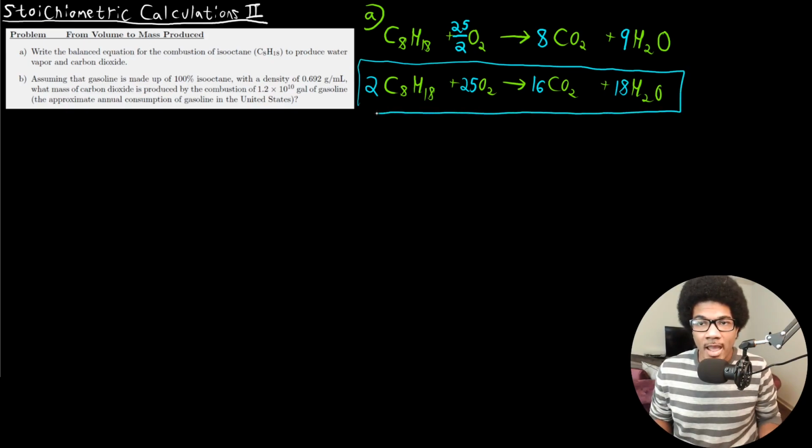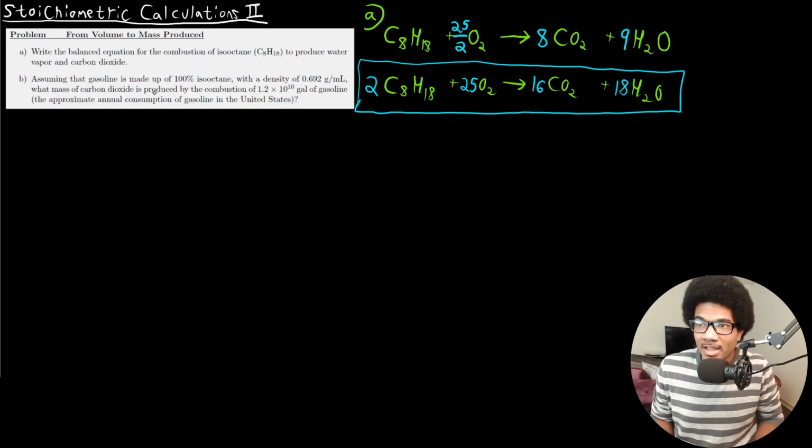Right? Because now we have no fractions. Everything is whole numbers. So now we've balanced this guy. So this is the balanced chemical equation for the combustion of isooctane, right? So we've solved part A, which was to get our balanced chemical equation. Now let's look at part B.